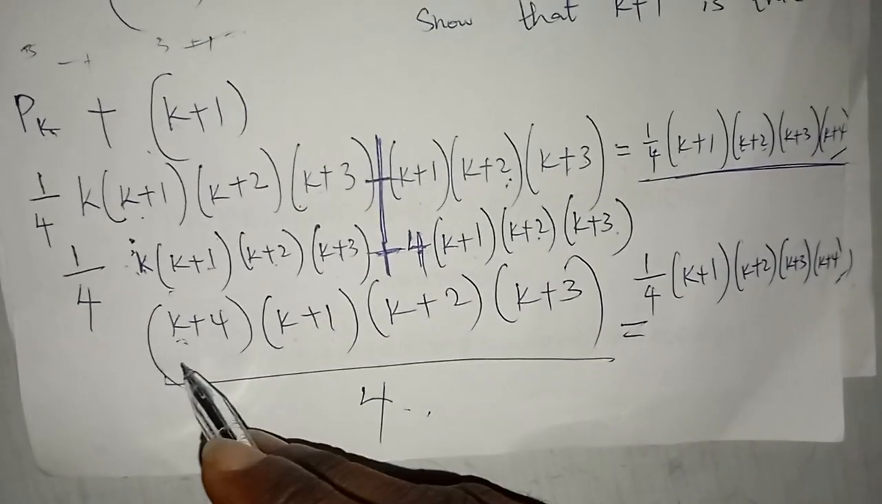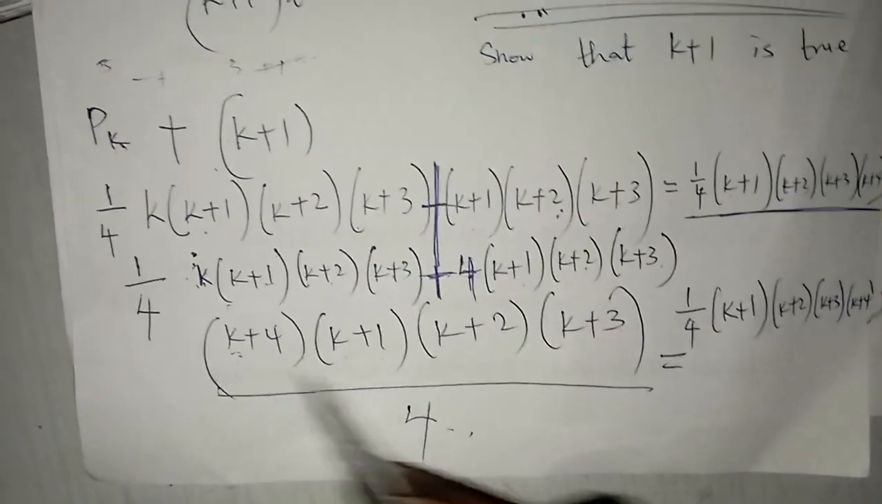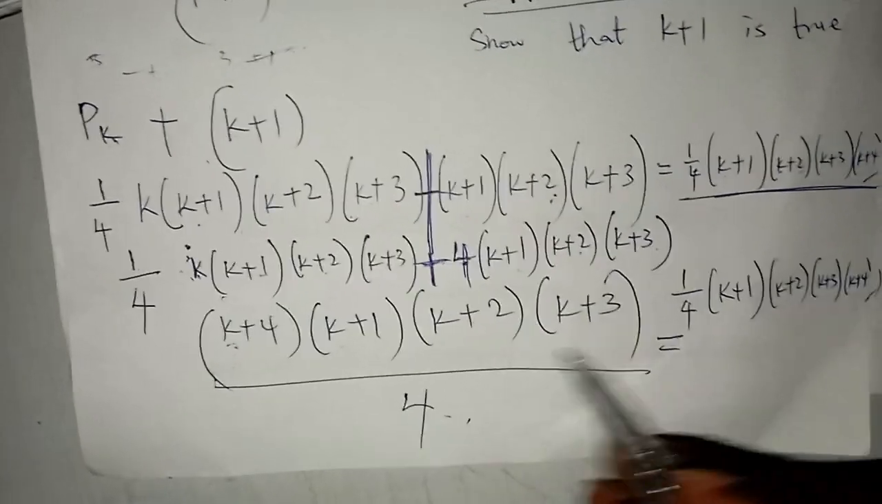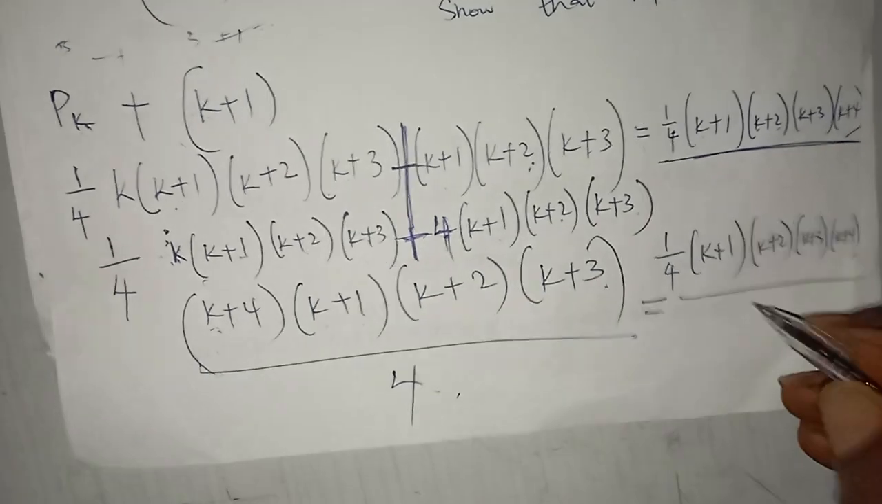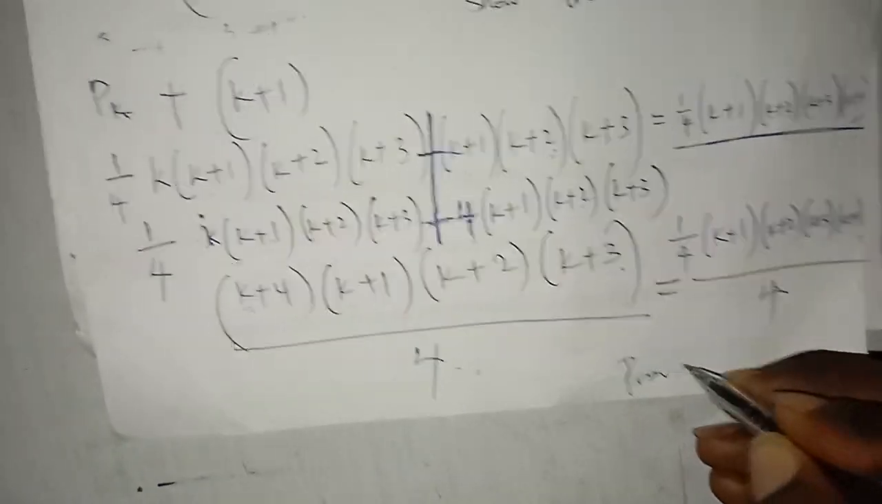I started it with k plus 4. This thing is distributive, associative. So if k plus 4 is here, it can also be here. So they are equal all over 4. Proved. Very simple.